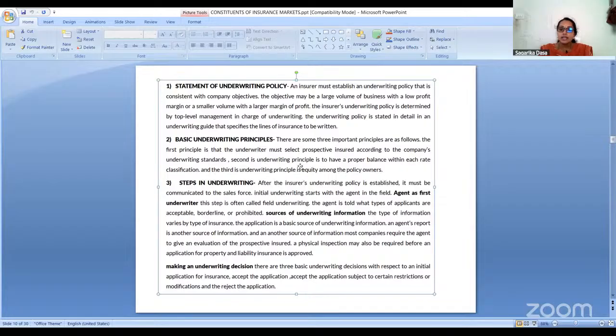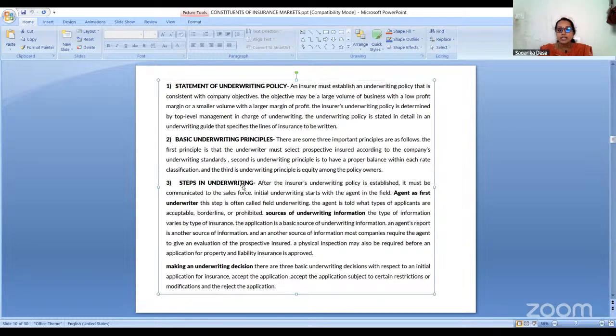Second, the underwriter's principle is to have a proper balance with each rate classification. He should have clarity on what the rate classification is for different types of insurance policies. And the third underwriting principle is equality among the policy owners. He cannot show partiality towards the policy owners. Hence, all policy owners should be treated equally, and the principle of equity should be followed among the policy owners. These are the three main principles of underwriting.